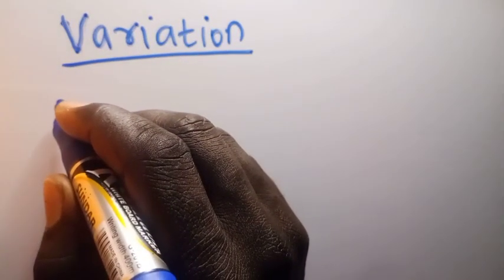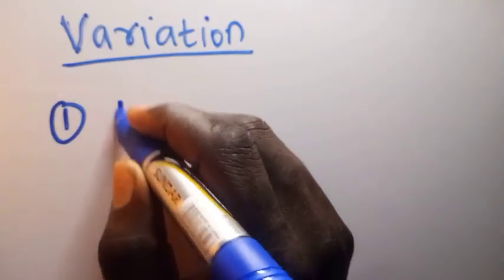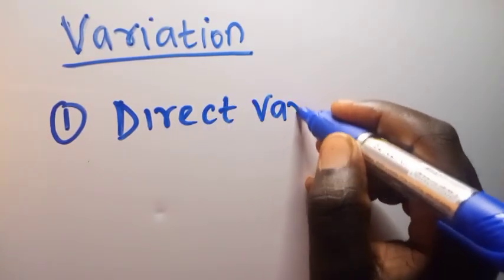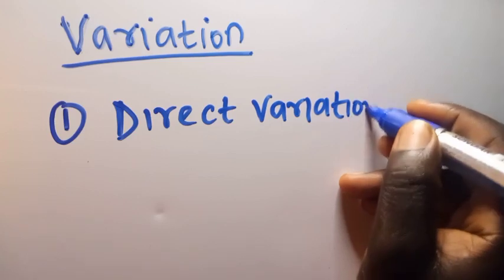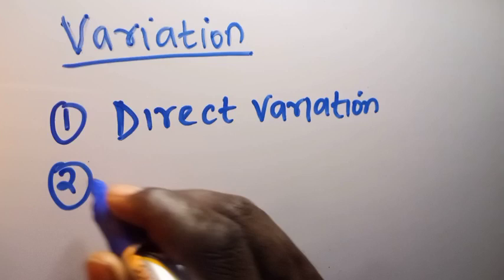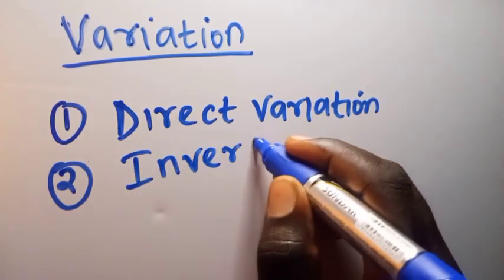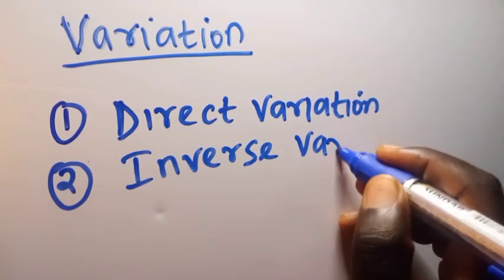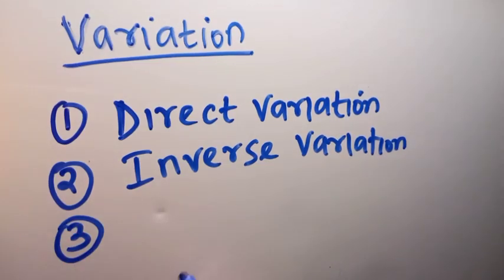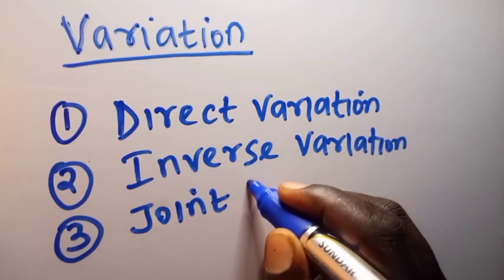The four different types of variation are: one is direct variation. That is the first type of variation. Secondly, we have inverse variation. Then thirdly, we have joint variation.